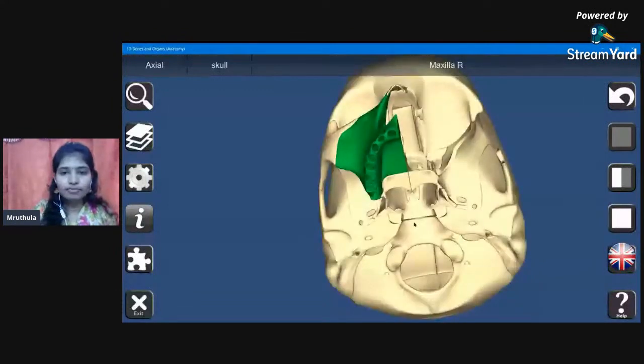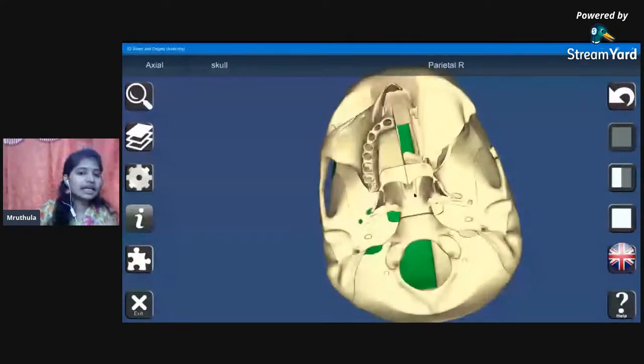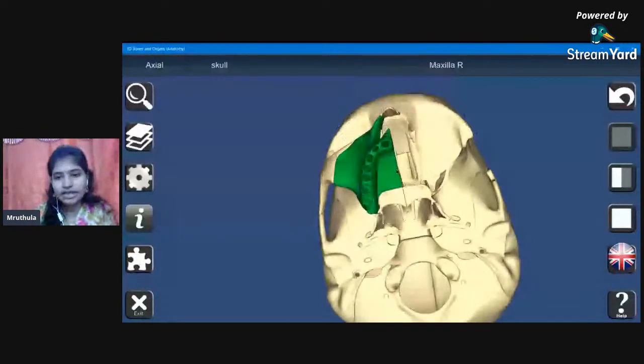The hard palate, now we'll be able to see only on the right side because I've removed the maxilla on the left side. So if you can remember, I told it is palatine process of maxilla. Okay, so palatine process of maxilla forms the anterior 2/3 of the palate, hard palate.